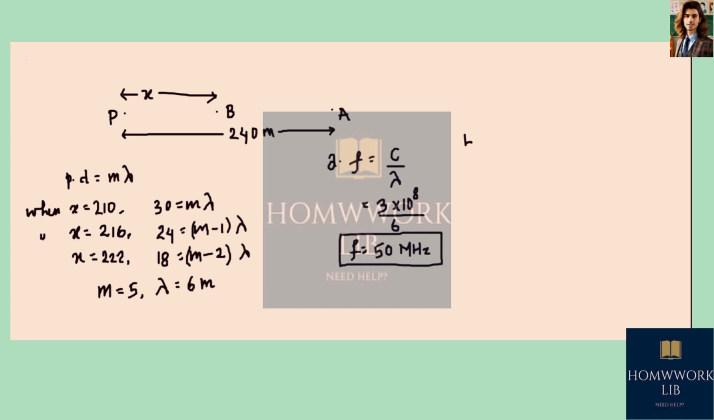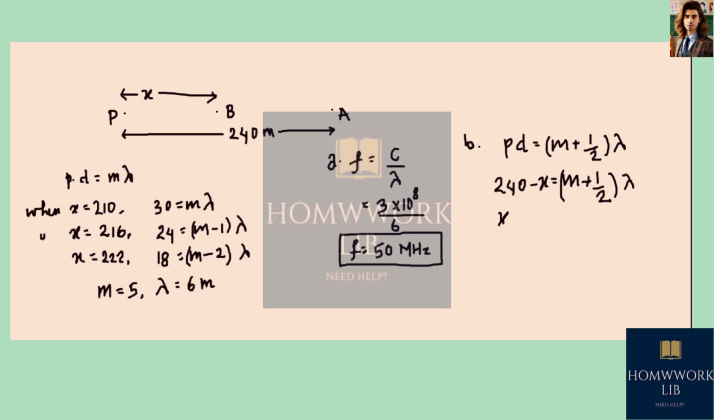Now part B asks, what is the greatest value of x, with x less than 240, for the interference at P to be destructive? For destructive interference, the path difference PD should be (m plus half) times lambda, where m goes from 0 upward. So the path difference when there is the distance x is 240 minus x, equal to (m plus half) times lambda.